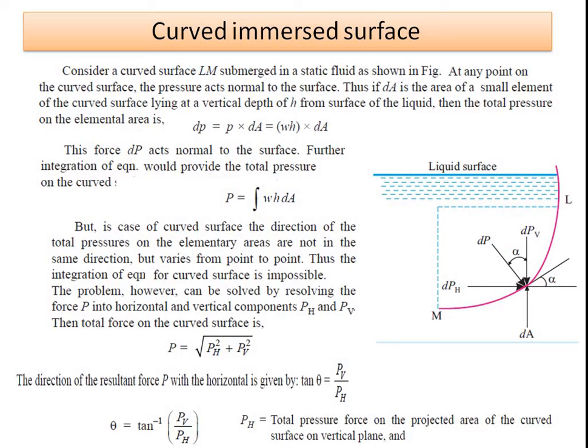Now, what is PH? PH is nothing but the total pressure force on the projected area of the curved surface on the vertical plane, and PV is the total pressure force on the projected area of the curved surface on the horizontal plane. PV acts in a downward direction, and PH will act in a horizontal direction.